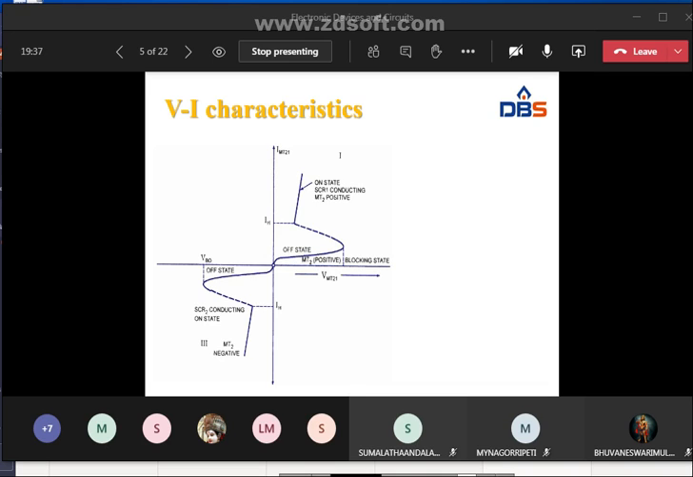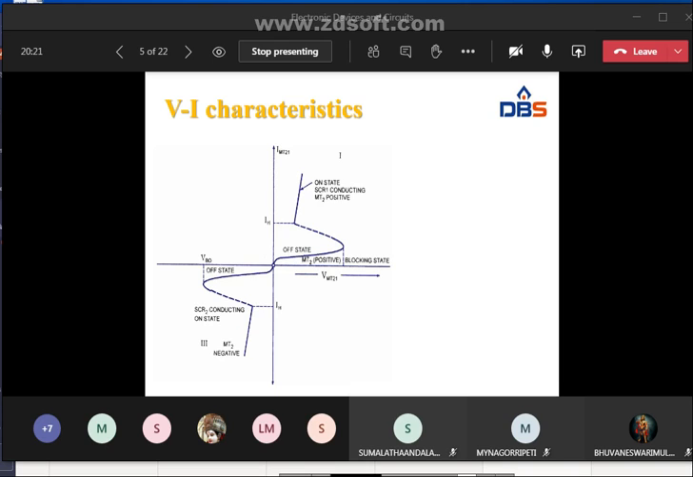When the voltage applied is less than the breakover voltage, we use the gate triggering method to turn on the TRIAC, right? So if you want to turn on the TRIAC, apply the gate voltage greater than the breakover voltage. In other words, when the applied voltage is less than the breakover voltage, we use gate triggering to turn on the TRIAC.